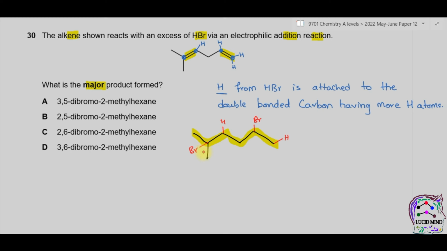Now numbering will start from that end from which the number of substituents is more and nearer. So we have bromine on second carbon, we have a CH3 on second carbon. So numbering should start from this portion. So 1, 2, 3, 4, 5, 6. So it is hexane. All of them show hexane. On second carbon we have bromine and CH3. On fifth carbon we also have a bromine atom. So it is 2,5-dibromo.